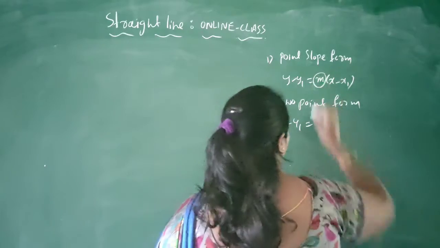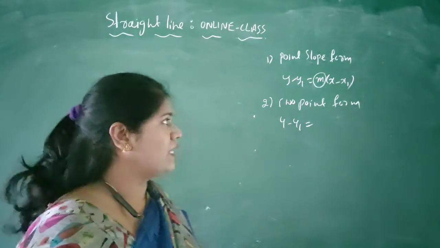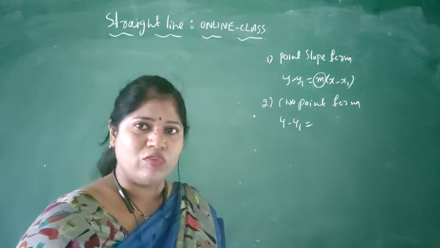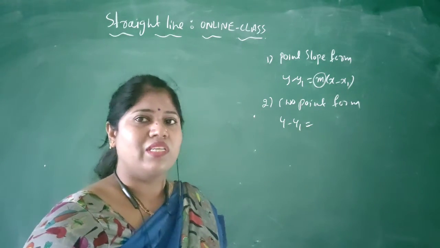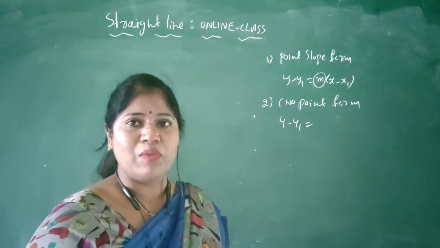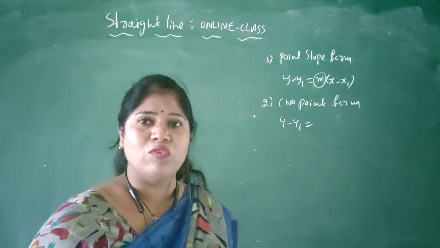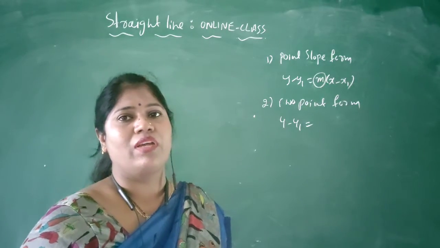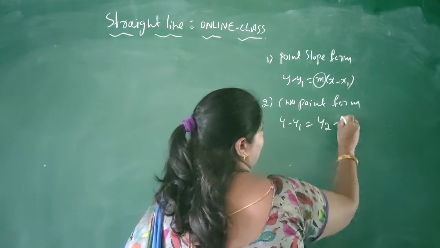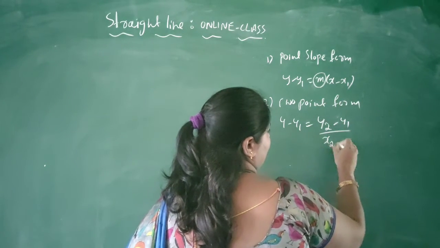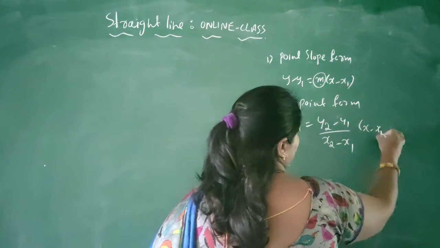There are three methods of finding the slopes. I have already said that. What is the first method? m equals tan theta, if theta is the inclination of the line. If theta is given, then we have to use m equals tan theta. If two vertices are given, we have to use m equals (y2 minus y1) divided by (x2 minus x1). So this is the m value.